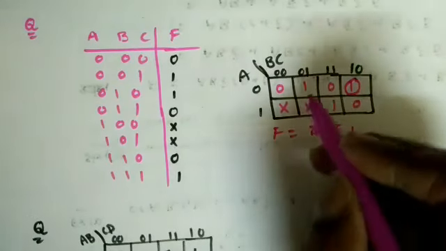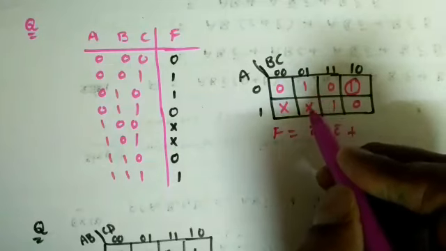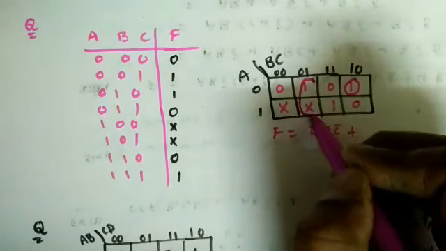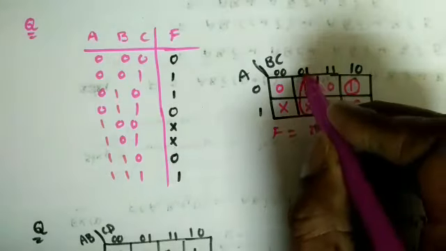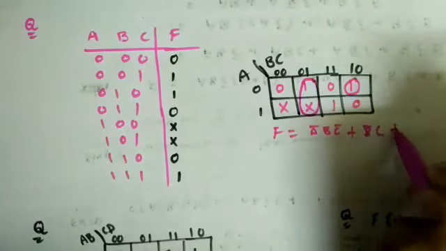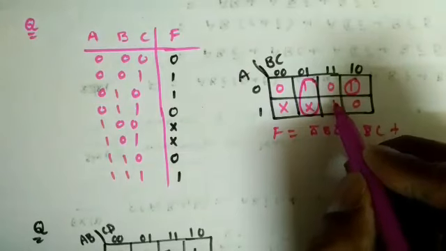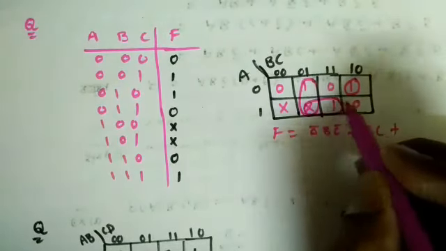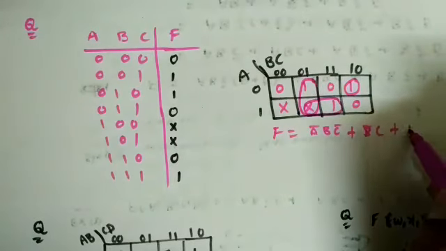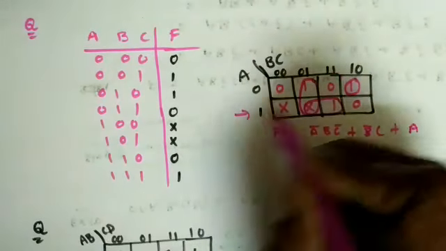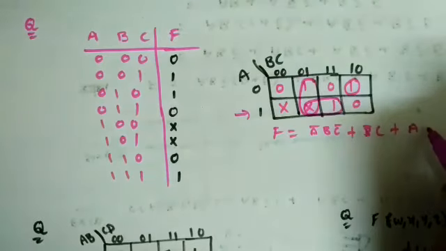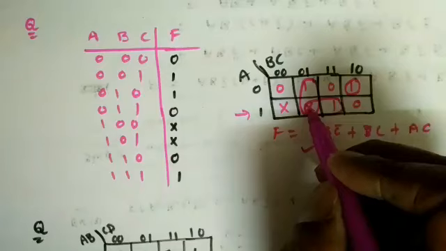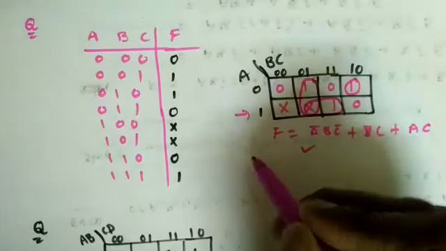plus if I see this one, I can make a pair if I assume this x is equal to 1. So in that case, I will assume this x is equal to 1. So I will get b bar c, plus now in this case 1 is there. If I assume this x is equal to 1, I can make a pair like this to get only 2 literals. So this literal is a, and in these two c is common, so ac. So this is the simplified expression. So only one x is sufficient to get a simplified one.